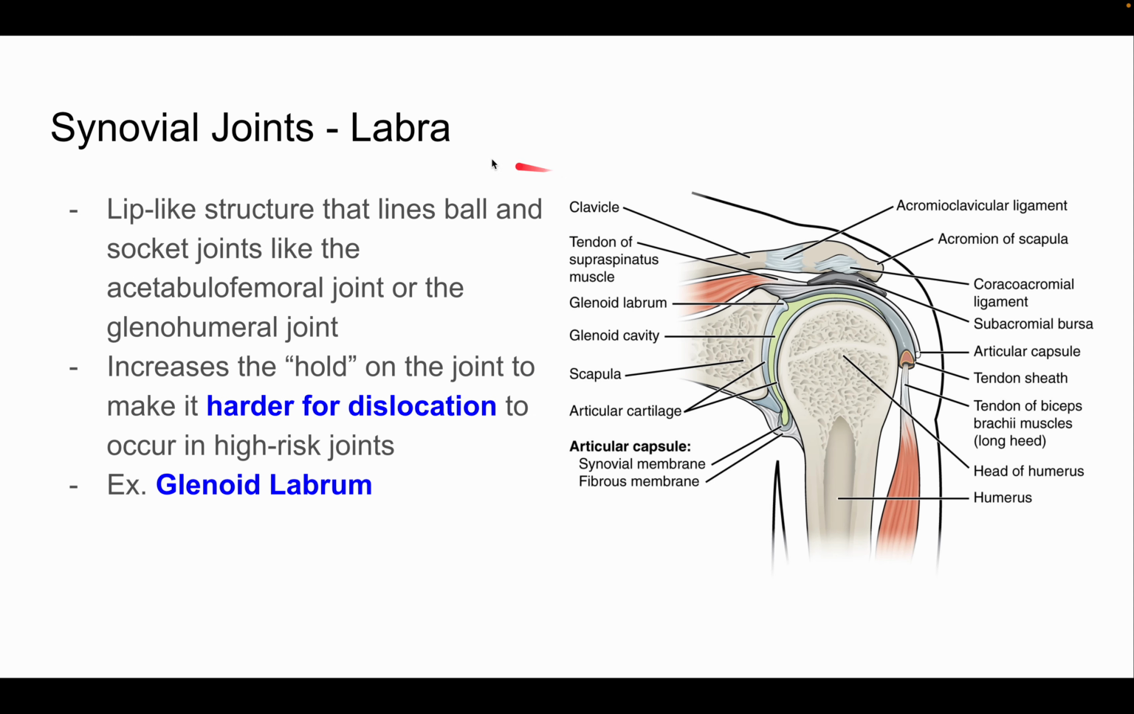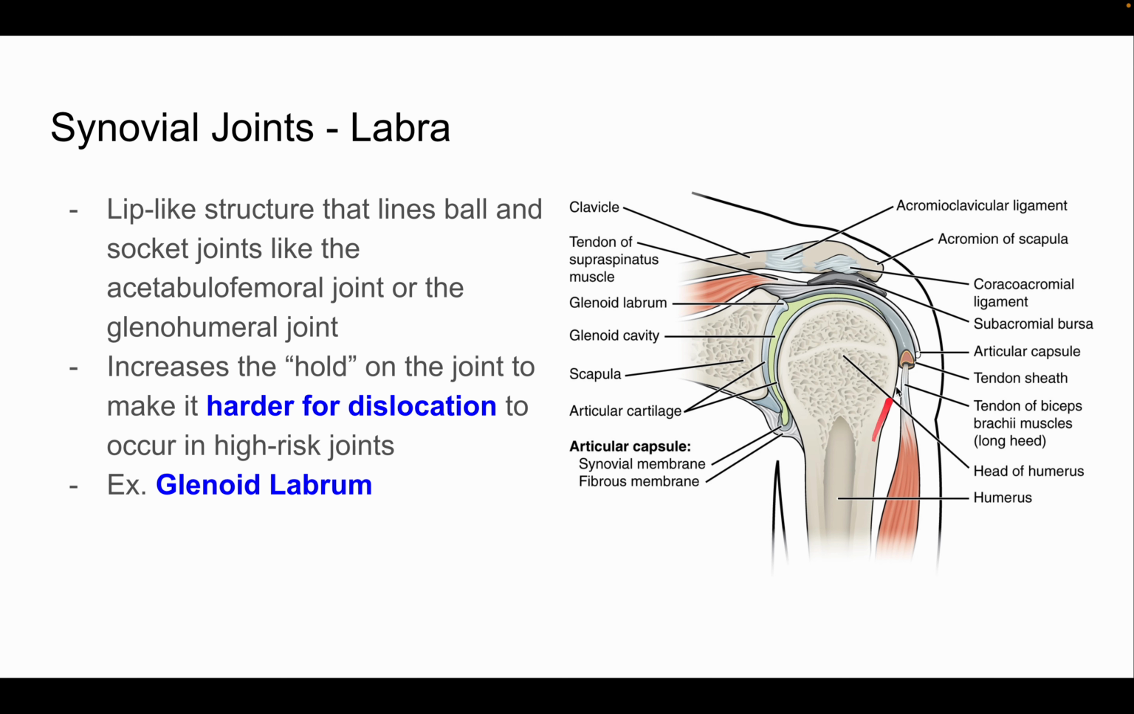Okay, next we have the labra. Labrum: these are lip-like structures that line ball and socket joints like the acetabulofemoral joint or the glenohumeral joint. Labra, or singular labrum, increase the hold on the joint to make it harder for dislocation to occur in high risk or very strong joints. So, for example, the glenoid labrum. We have the glenoid labrum here lining the glenoid cavity, and it extends outwards. It has a greater hold on the joint.